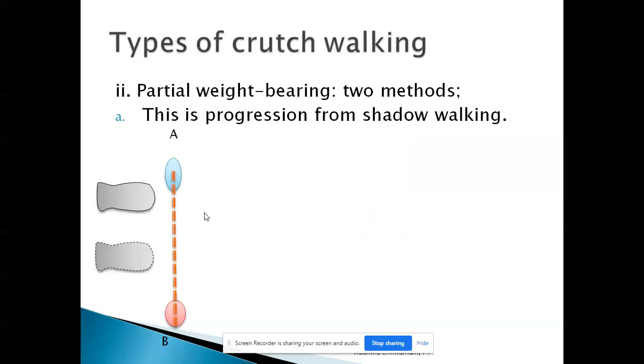Now coming to partial weight bearing. When we talk about partial weight bearing, there are two methods. Let's look at each of them one by one. The first one follows a progression from shadow walking. Shadow walking was the last slide, which showed that both legs are taken forward together once the crutches are placed, but the affected leg is not weight bearing at all. It is just swinging with the unaffected leg.